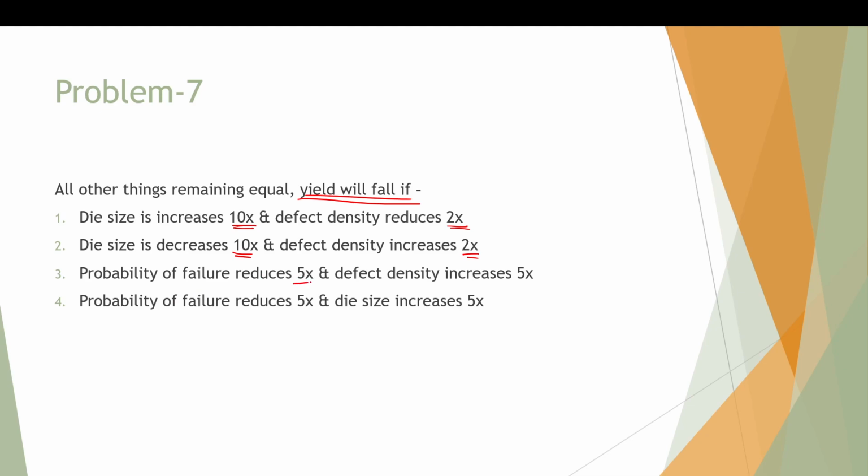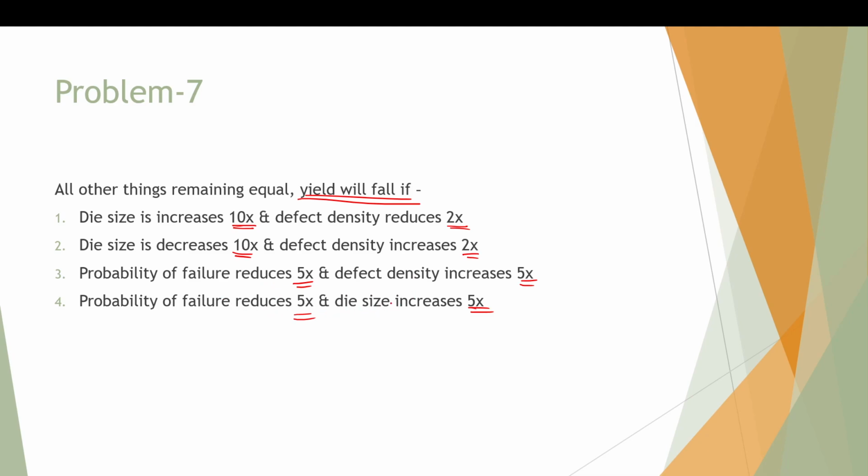Third is probability of failure reduces 5 times, defect density increases 5 times, and probability of failure reduces 5 times, die size increases 5 times. So which of the following? In all these cases we see that the two effects are contradicting each other. By increasing die size we will reduce the yield, but by decreasing defect density we will increase the yield. Similarly here, if die size is decreasing, then yield is better, but the defect density is increasing, so yield might fall again. Here also probability of failure is reducing, but again the defect density is increasing. Again probability of failure is reducing, but die size is increasing.